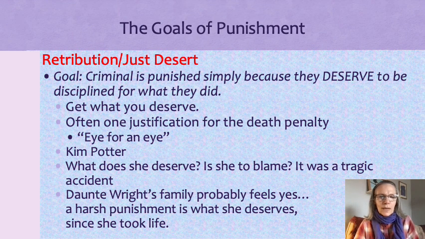Well, from Daunte Wright's family's perspective, they probably feel that, yeah, she does deserve a harsh punishment, because she took the life of their family member. Okay, and so you could see that you get what you deserve sometimes comes into play when it comes to the goals of punishment.